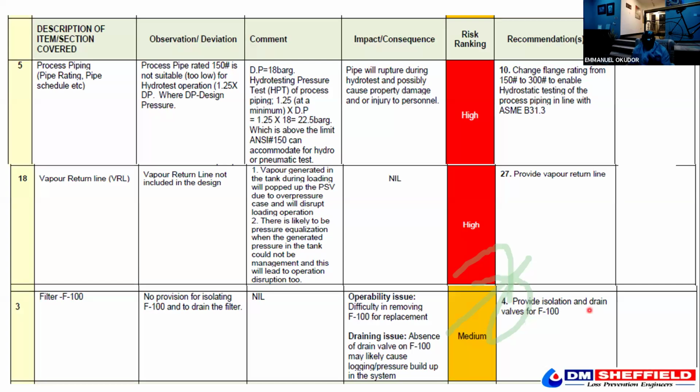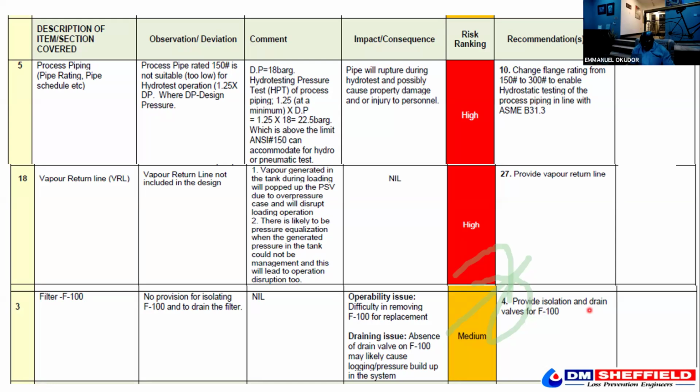There is no vapor return line. So we ask them, how do you manage this vapor? There was no vapor return line. And we know the importance for those operators that are operating LPG. You know the importance of a vapor return line. So none was provided.